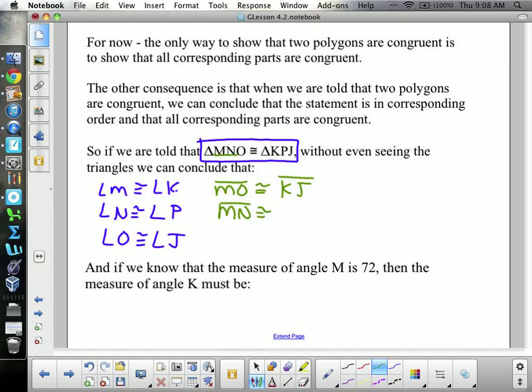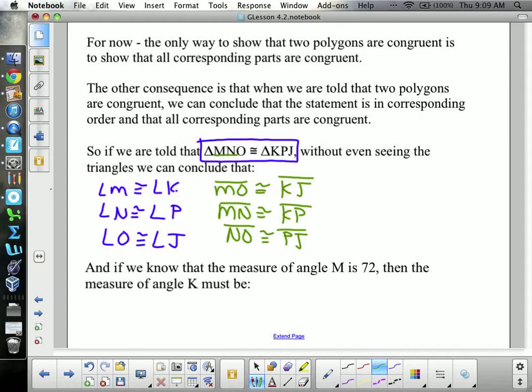MN would have to be congruent to KP, and NO would have to be congruent to somebody? PJ, yeah. So without even seeing the picture, I can tell you what the corresponding parts are from the congruent statement itself. Which again, working backwards and forwards, is why it's important the congruent statement is in order.